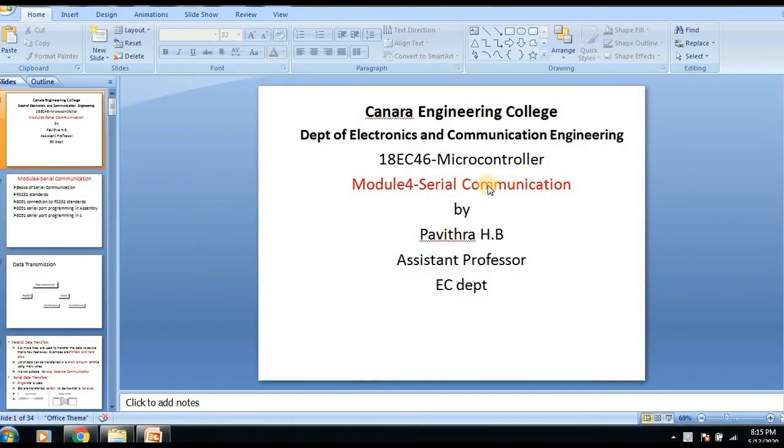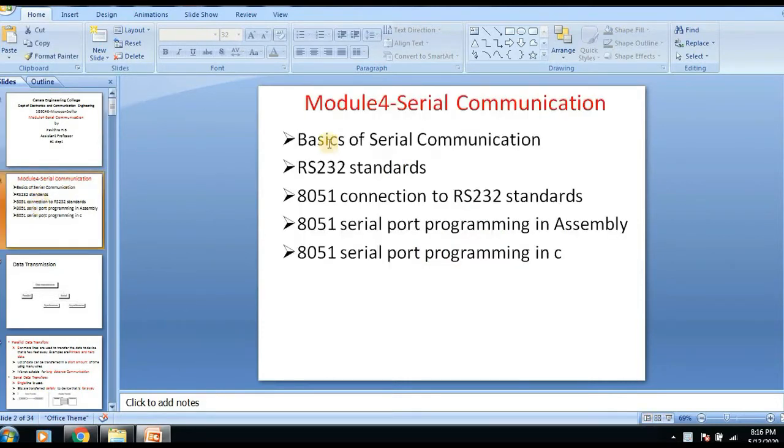In this video, I will be explaining serial communication, which is the next half of the module 4. So, in this part, we'll be discussing the basics of serial communication and the specifications of RS-232 standards and the connections between the 8051 and the RS-232 standards, and finally we'll be seeing some examples of serial port programming in assembly and the C. So before discussing serial communication, first we'll see what is meant by communication.